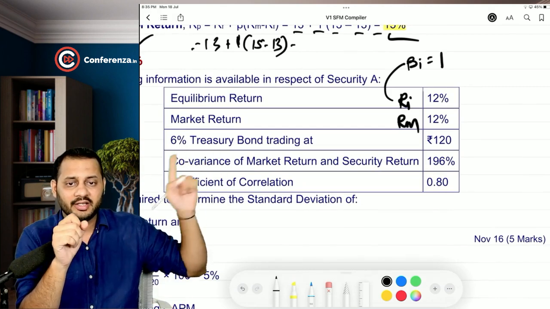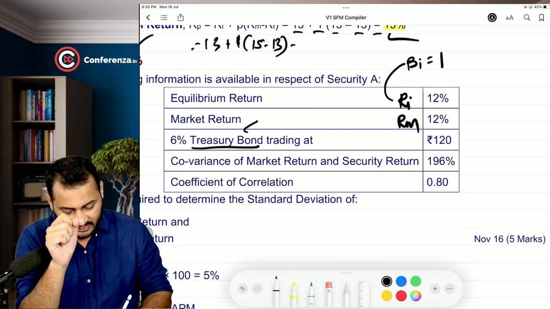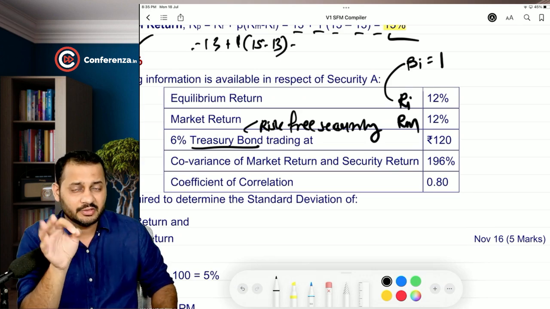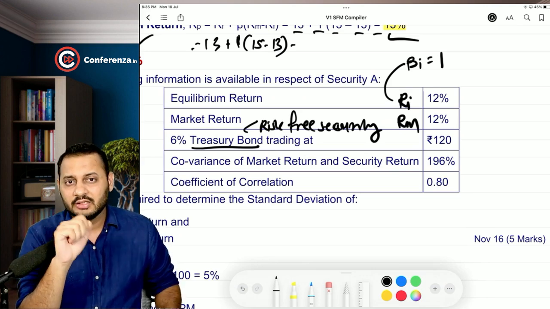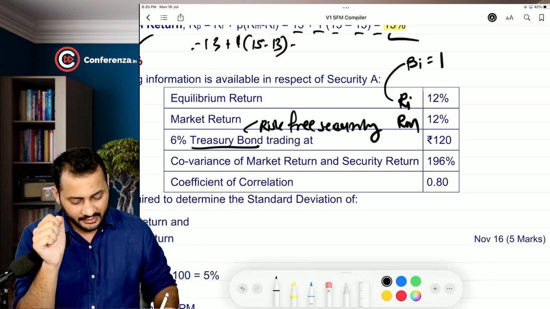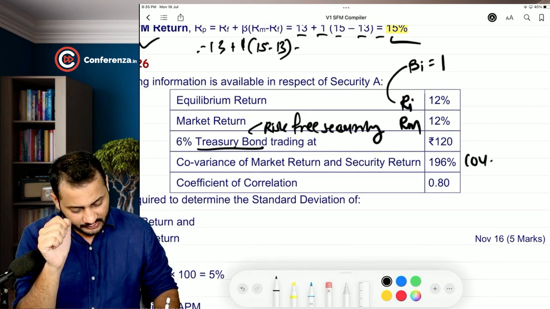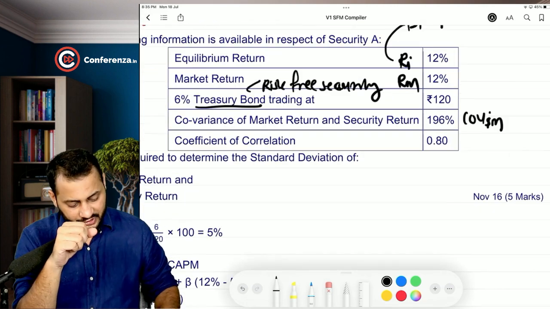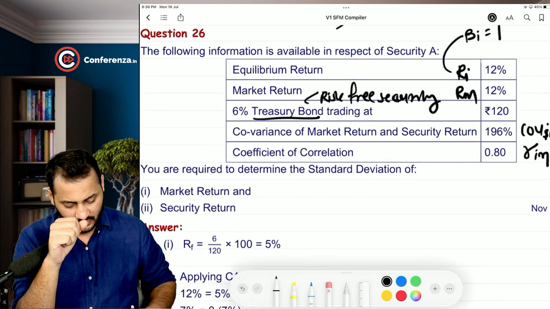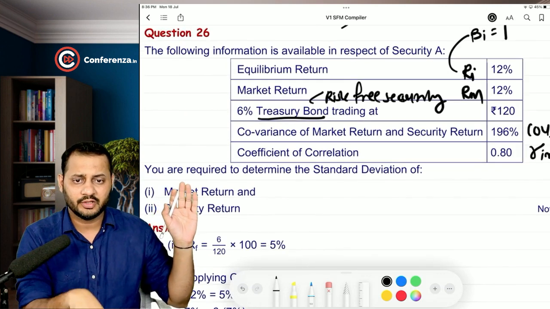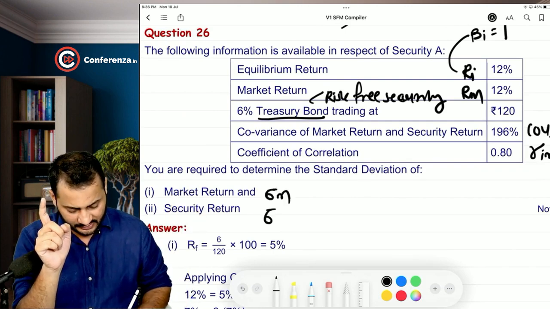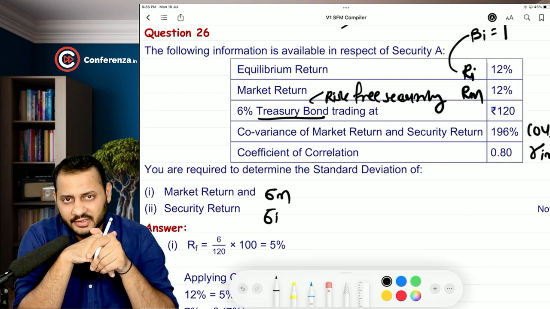A 6% treasury bond trading at 120 rupees represents the risk-free security. Now there is a trick in this question, so stay with me till the end and I will tell you about that. Covariance of security I with the market is 196. Correlation coefficient RIM is 0.80. Now, what has been asked to calculate? Standard deviation of market return and standard deviation of security return. And it's very easy, I will tell you.